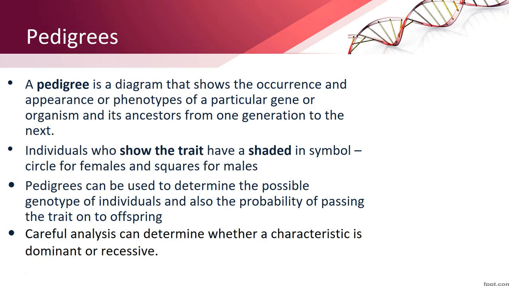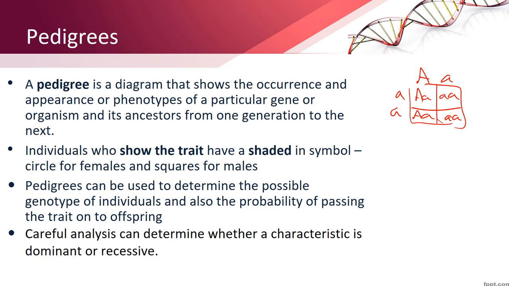So a pedigree is a diagram that shows the occurrence and appearance of phenotypes of a particular gene or organism. Previously we've seen Punnett squares, and we've looked at how those allele combinations can end up giving us different proportions. Whereas a pedigree is like a family tree that shows how a trait is passed through, so affected or unaffected people for a particular trait.